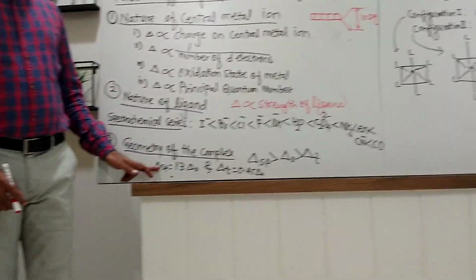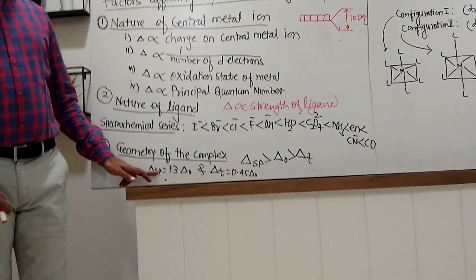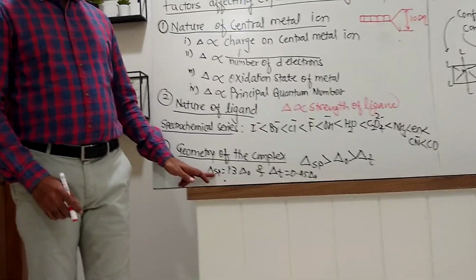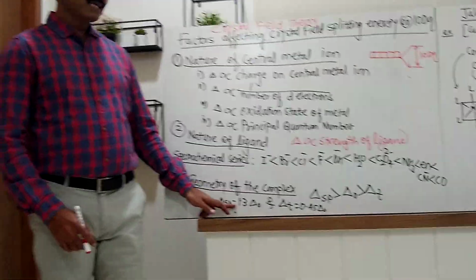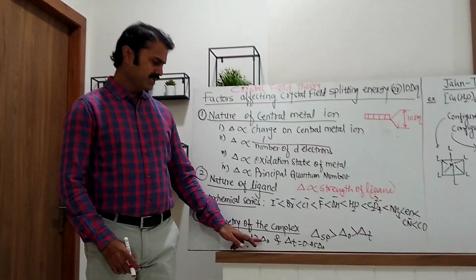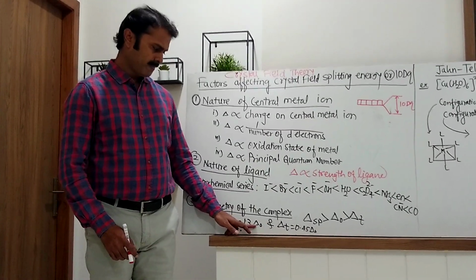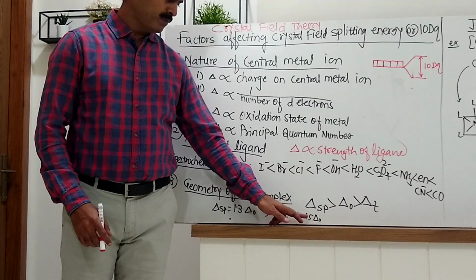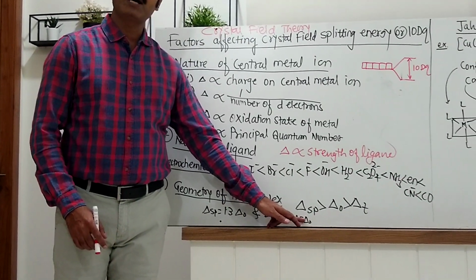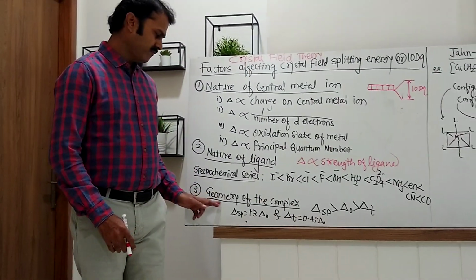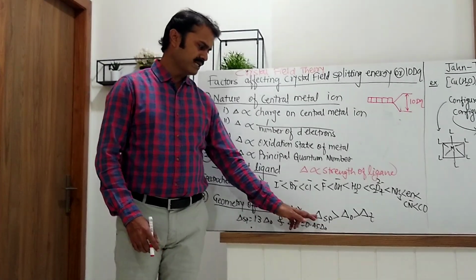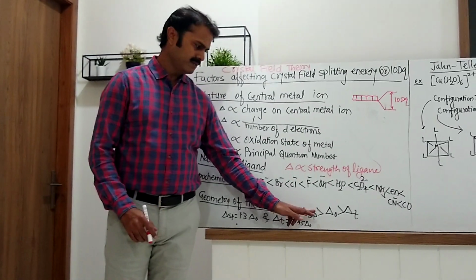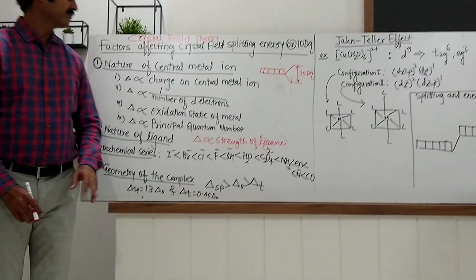and delta O. So delta SP, the crystal field splitting energy in square planar complexes, is equal to 1.3 times delta O, and delta T is equal to 0.45 times delta O. The order of these geometries is delta SP is greater than delta O, which is greater than delta T.